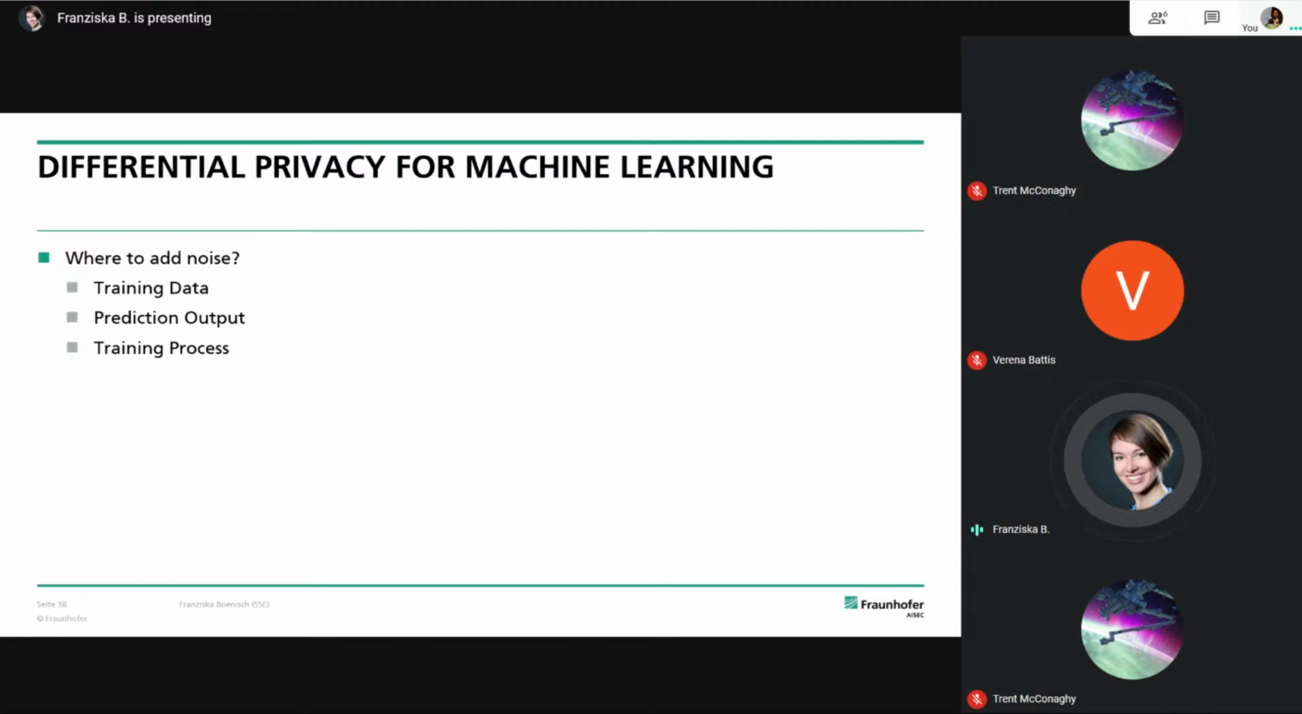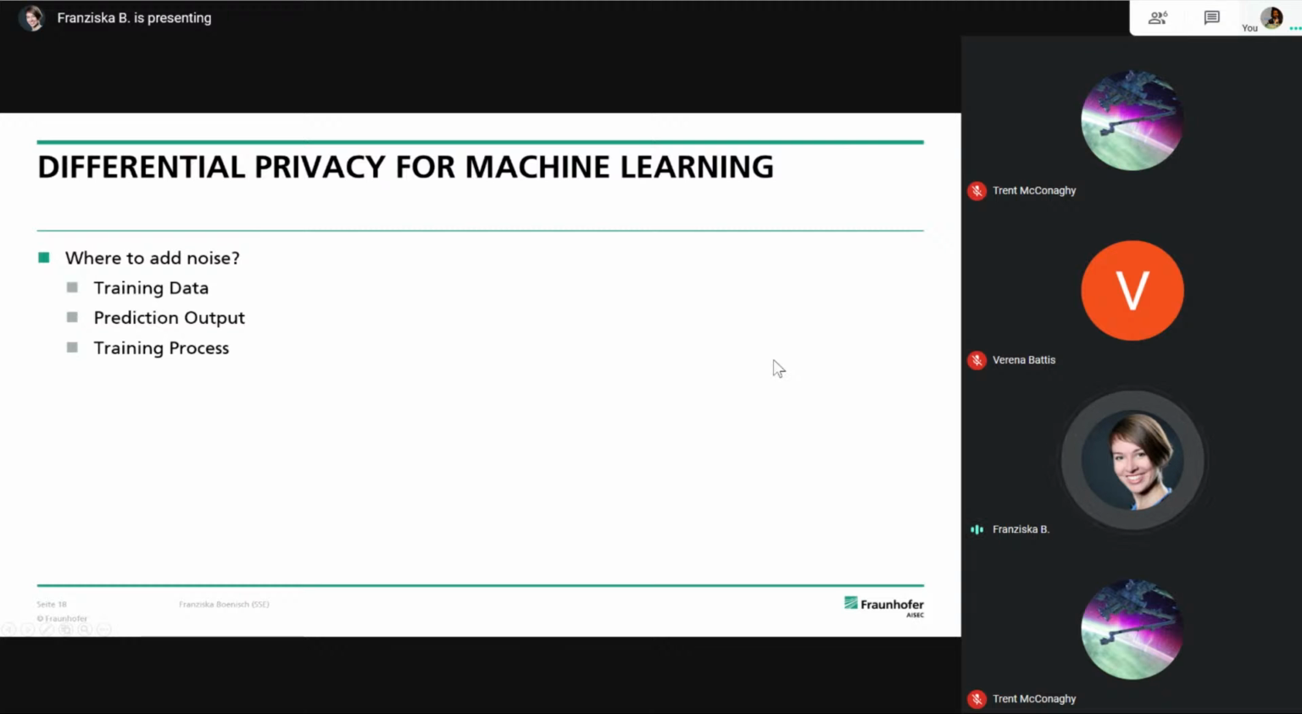Another option is to add the noise to the prediction output, and this is possible. However, it's quite hard to analyze how much one model can be changed by an individual data point, because we've seen the level of noise basically depended, in our example, on how much the orange person could change the deviation of the mean height. So in machine learning, it's really difficult to predict how much one data point will change the model output, and therefore it's really hard to set the right amount of noise. And you would potentially add too much noise, and the model might not be useful anymore.